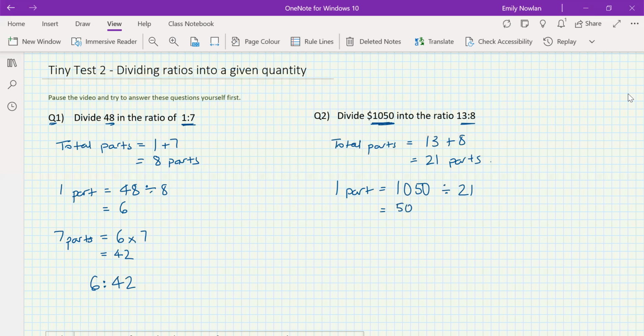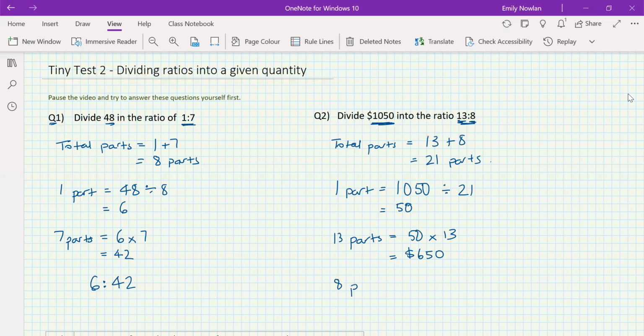That's one part. Now, we don't want one part. We want either 13 parts or 8 parts. So let's go with the 13 parts. That's the one that's written first. So one part is 50. So 13 parts would be the 50 times 13, which is $650. Now, this time we need to put the units. We need to put the dollars because that's what we're dividing up.